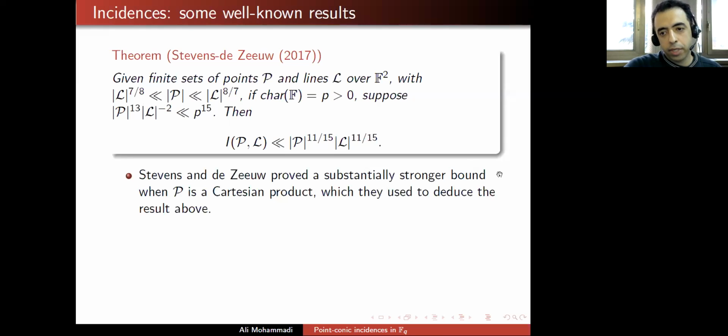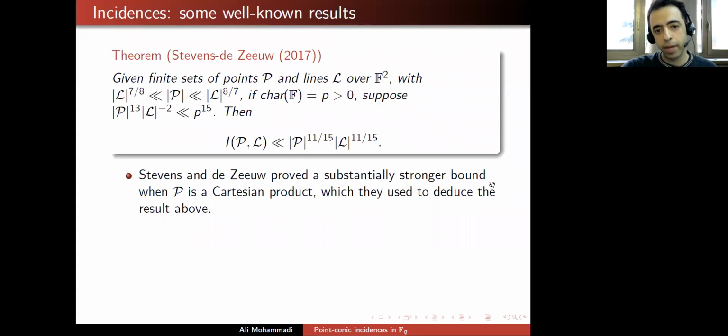And in the same paper, they proved a substantially better bound for Cartesian products. It still comes fairly short of Mohammadi and Trotter. And they actually used that to deduce this bound. Basically, the idea is that if you have a point set which has too many incidences, you can subdivide it into a lot of Cartesian product looking sets and individually apply the Cartesian product incidence bound to these and add them up. It's a very nice idea, but it's a very inefficient way.